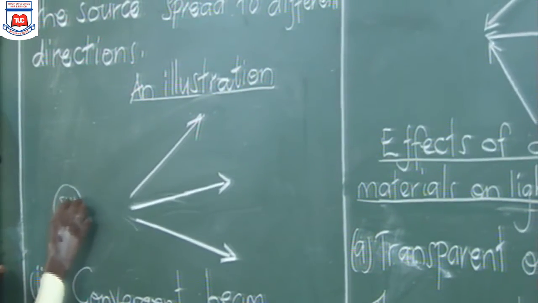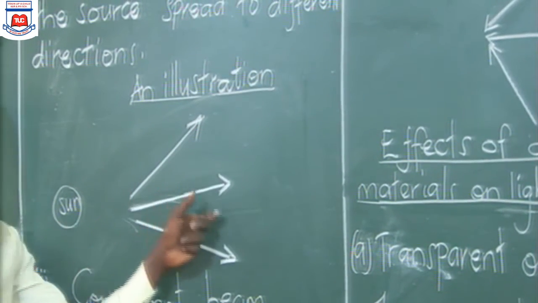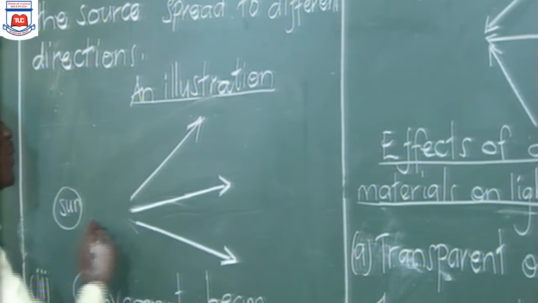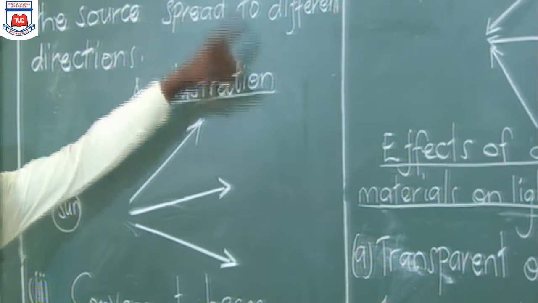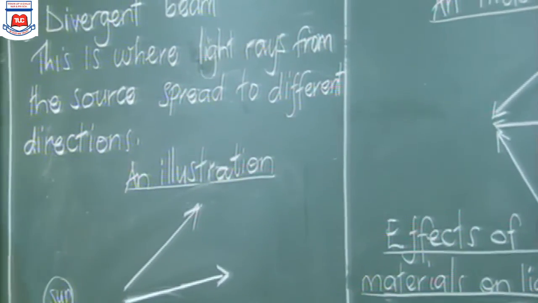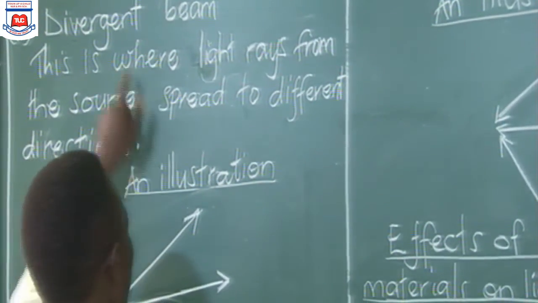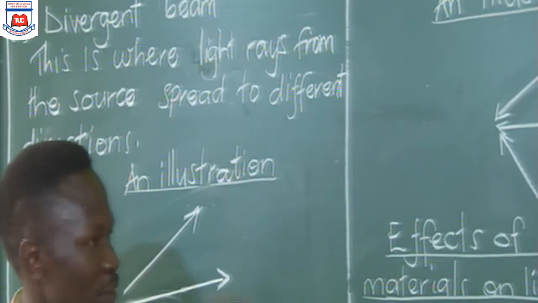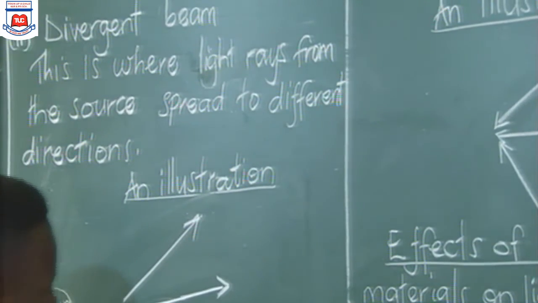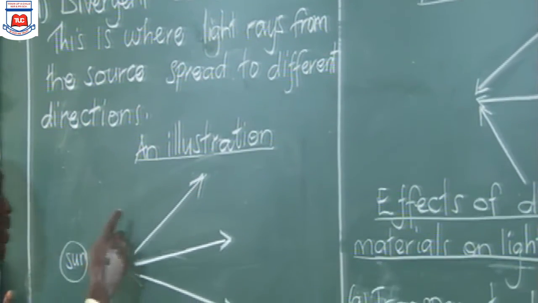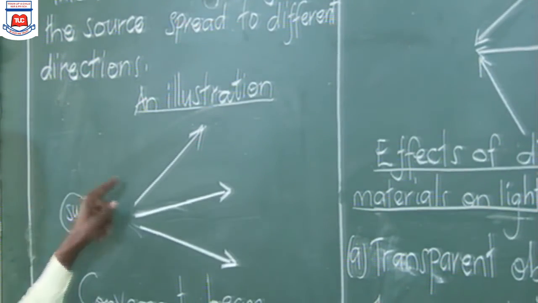Maybe let me use the sun. It produces its own light, and the light has to move into different directions. So we said this is where light rays from the source spread to different directions. That's what we call divergent. And I said the word divergent simply means to scatter or to spread into different directions. An illustration is actually here, well drawn on the whiteboard.